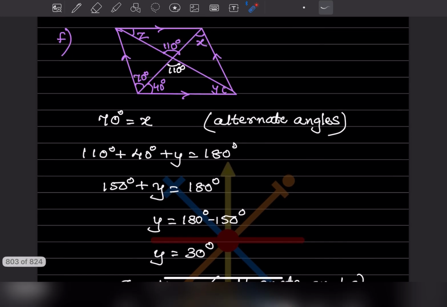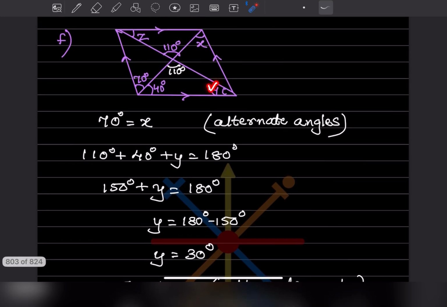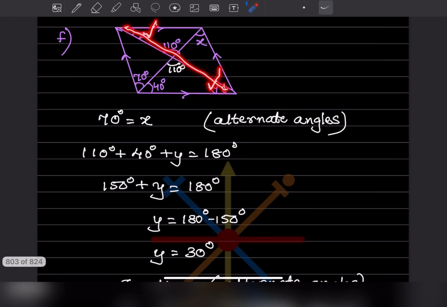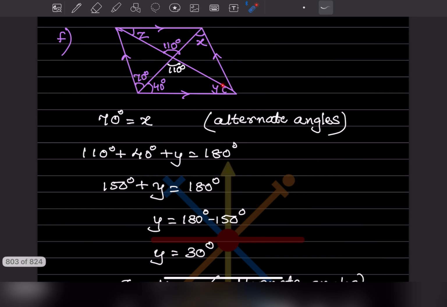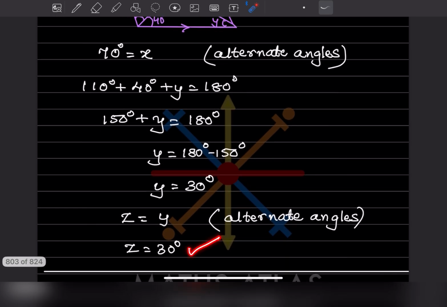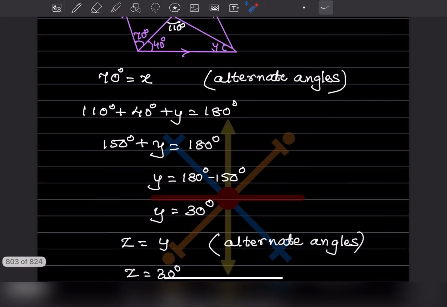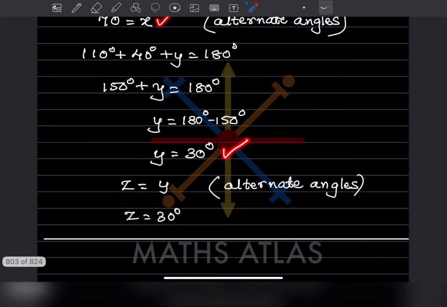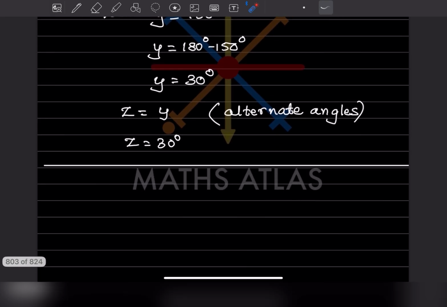Now again, we got the value of y. Now we can see this y and z. Again, because this is the line, we can say these are the alternate angles. We got this as 30, so z is equal to y, so z also should be 30. Now we got the value of x, we got the value of y, and we got the value of z. So that is the final answer.